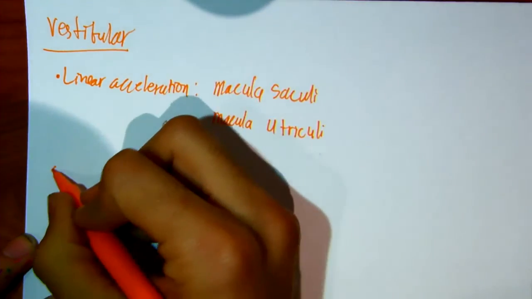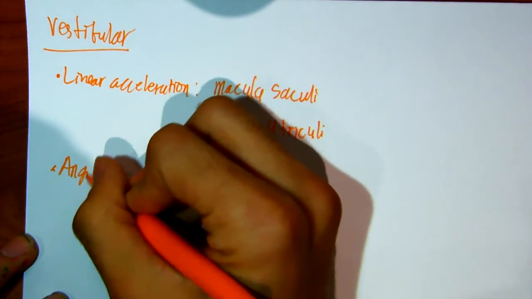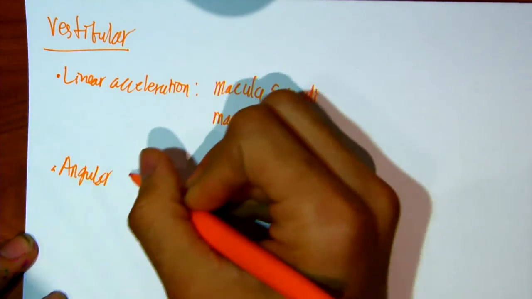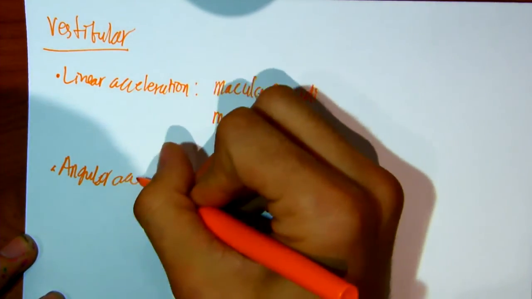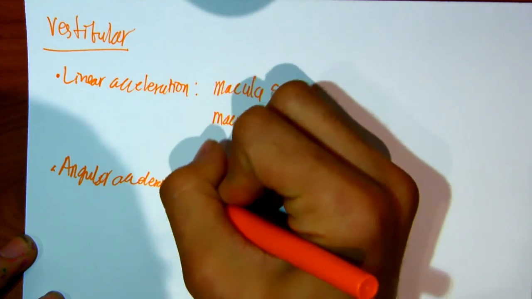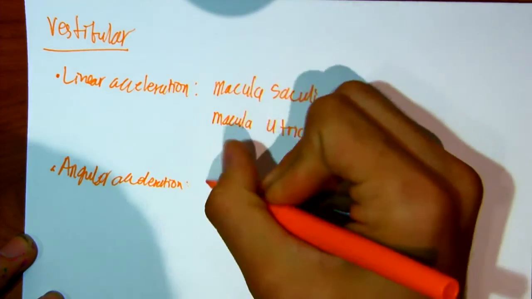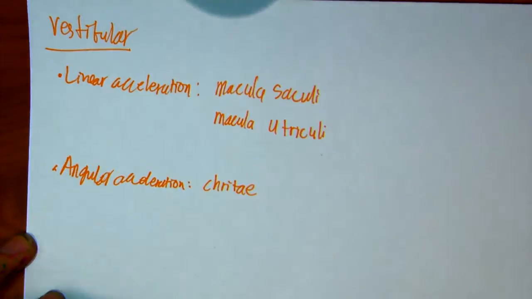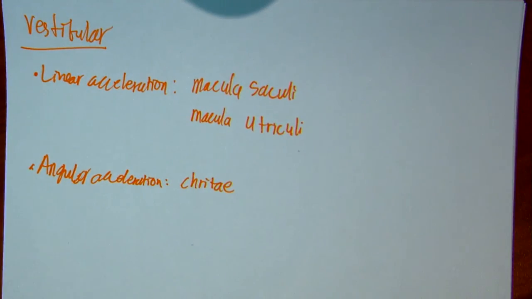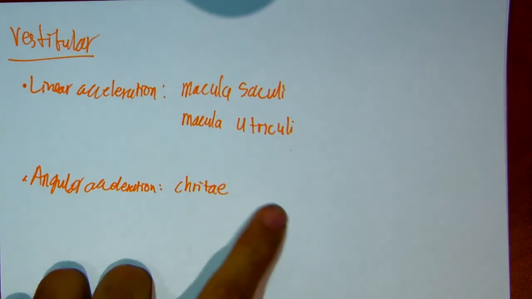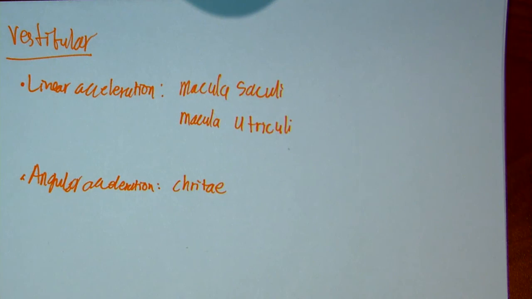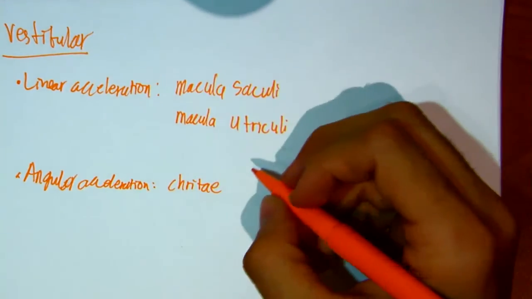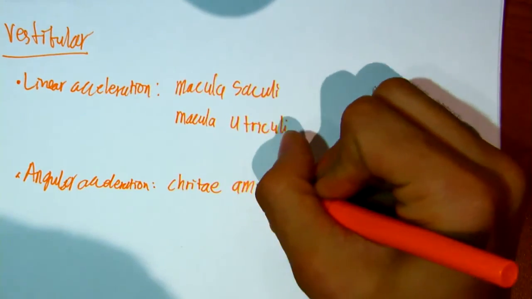All right, so we're going to throw in angular acceleration. For example, you turn really quick. These types of cells are called cristae. So what about the location? What's the rest of this name? Yeah, awesome. Cristae ampullaris.